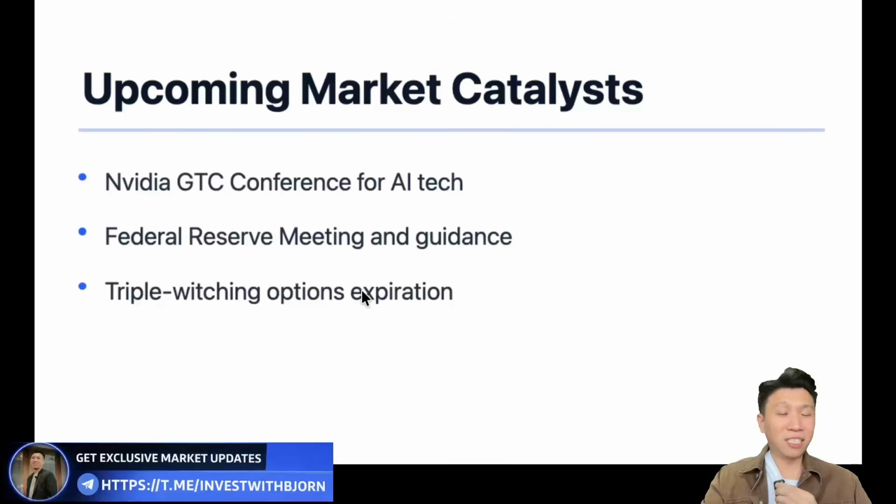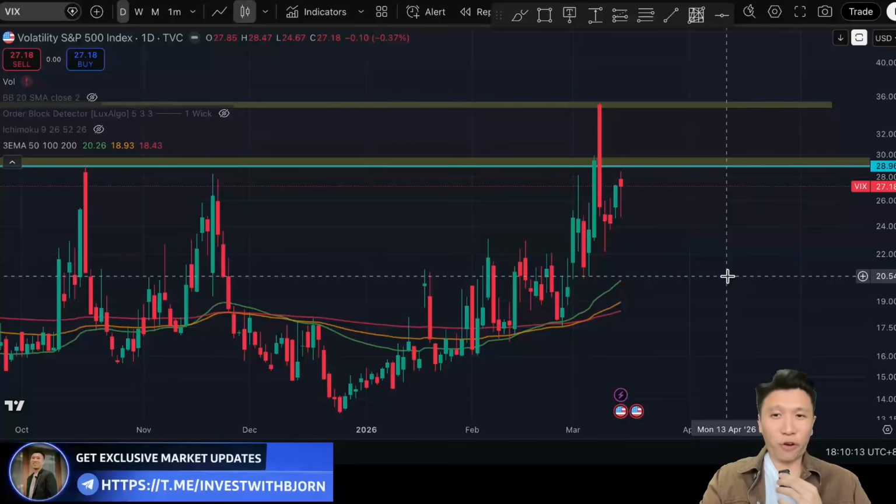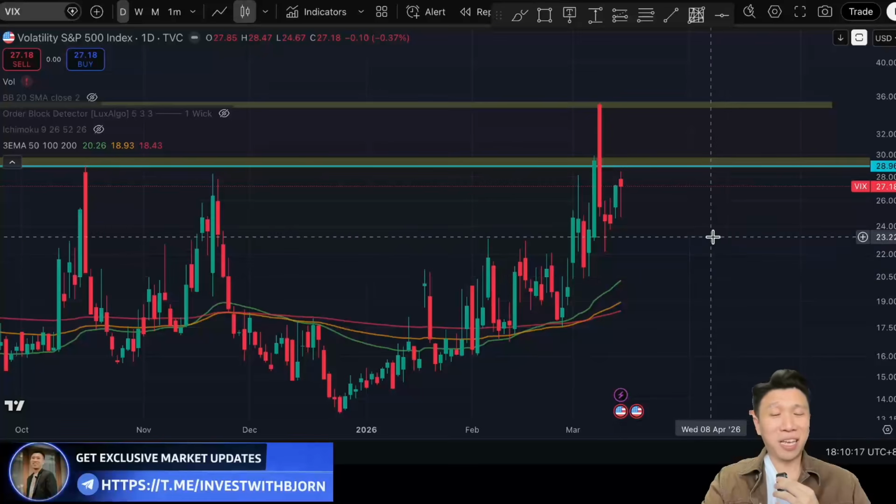And last but not least, this Friday, the 20th of March, we will have what is called a triple witching. This is where stock, index futures, and options all expire simultaneously, which often will increase market volatility. Volatility is still very high. In fact, it is higher than the day before as we saw the S&P erase gains.